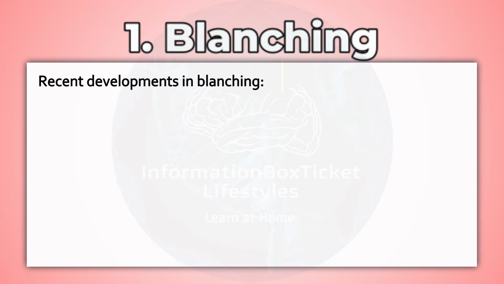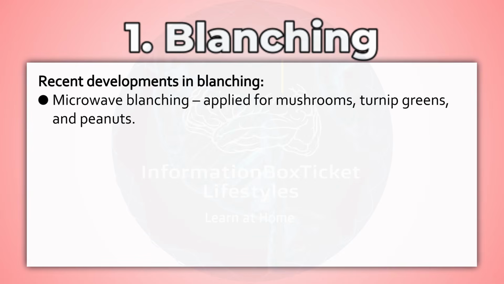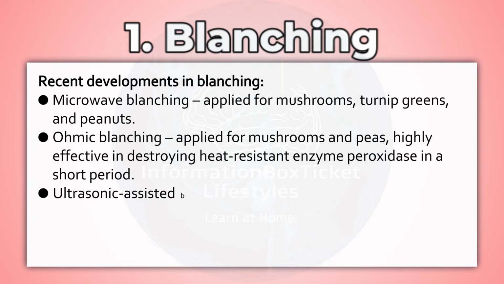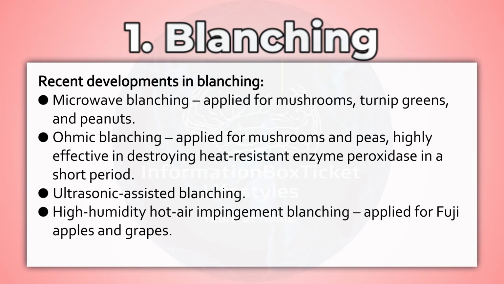Recent developments in blanching. Microwave blanching, applied for mushrooms, turnip greens, and peanuts. Ohmic blanching, applied for mushrooms and peas, highly effective in destroying heat-resistant enzyme peroxidase in a short period. Ultrasonic-assisted blanching. High-humidity hot air impingement blanching, applied for Fuji apples and grapes. High-pressure blanching.